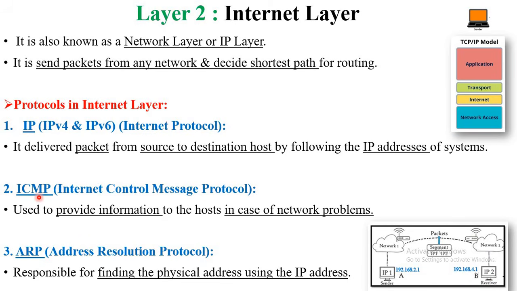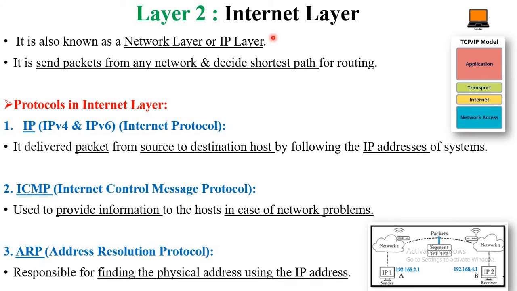Now the next protocol is ICMP protocol, that is Internet Control Message Protocol. So basically this protocol provides all the information in case any network problem is generated between network 1 and network 2. And the last one is the ARP protocol, that is Address Resolution Protocol. So basically this protocol finds the physical address using the IP address of that particular PC. Okay. Every PC has its own physical address, that is hardware address. So this ARP protocol finds all the physical addresses using the IP address. So these three protocols are mainly used in the internet layer.